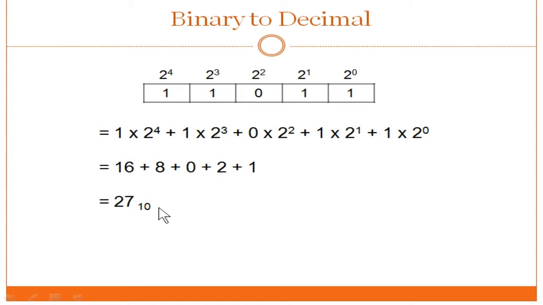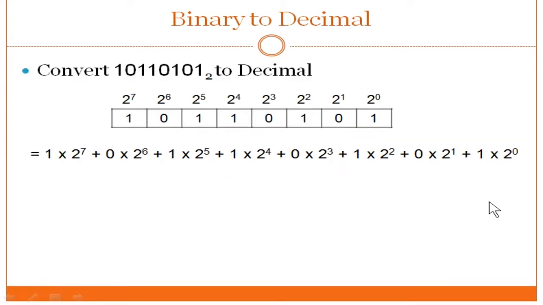You multiply with the powers of 2, that is the weights of the positional values. Then you write the decimal value and put the base 10, which indicates it is a decimal value. We will see one more question.